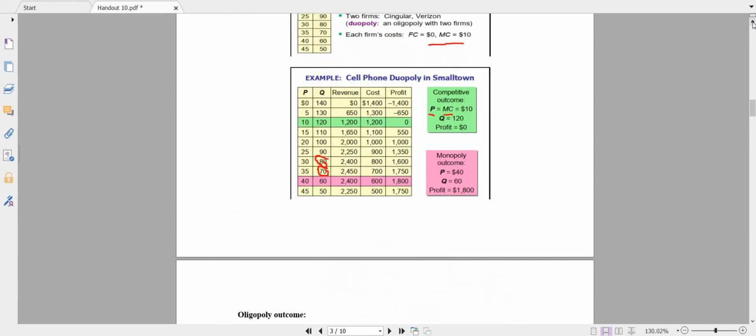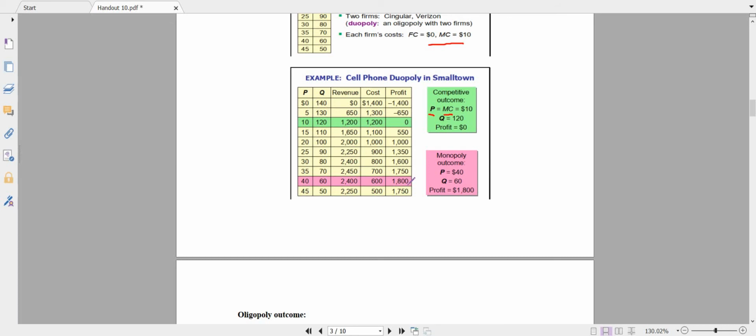Now, if we go back to the table, you can see for yourself that the green outcome specifies the competitive outcome. The pink line specifies the monopoly outcome. And this is also the outcome of an oligopoly if Singular and Verizon form a cartel, and if that cartel is successful. But I've just shown to you with the help of two examples now that cartels are unstable. There's always an incentive to cheat by both the parties.